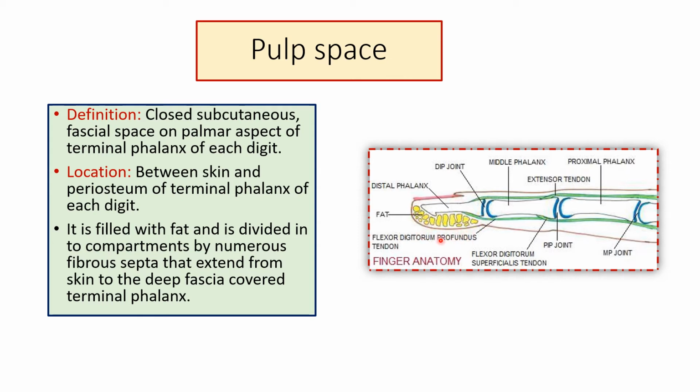Coming to the palmar aspect of this phalanx is the pulp space, between the skin and the periosteum of the terminal phalanx, which is covered by the deep fascia. This is a fat-filled space and it is divided into compartments by a number of septa that extend from the skin to the deep fascia covering the terminal phalanx.